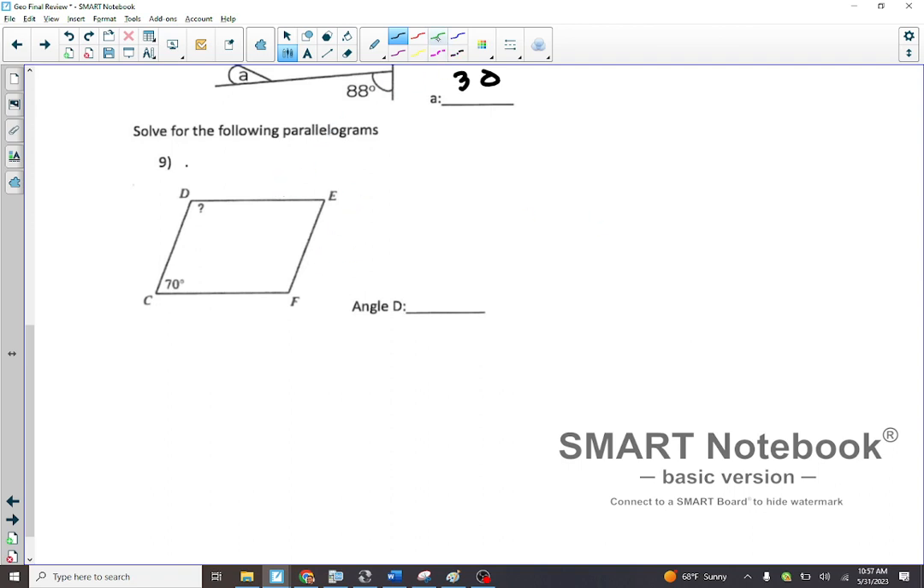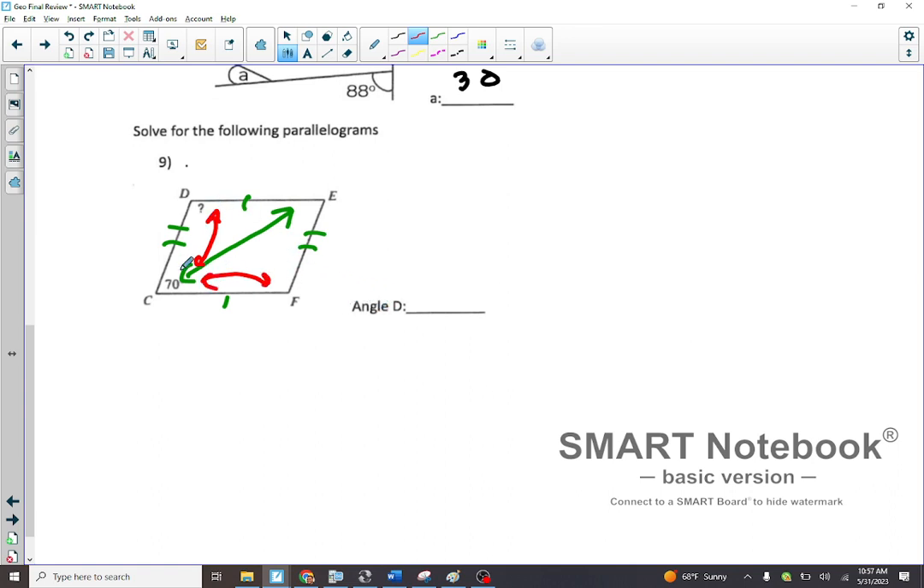This one is a parallelogram. A couple of things about parallelograms. First, opposite sides should be equal, which is not useful in this case. But diagonal angles of a parallelogram are congruent, while adjacent angles of a parallelogram are what we call supplementary.